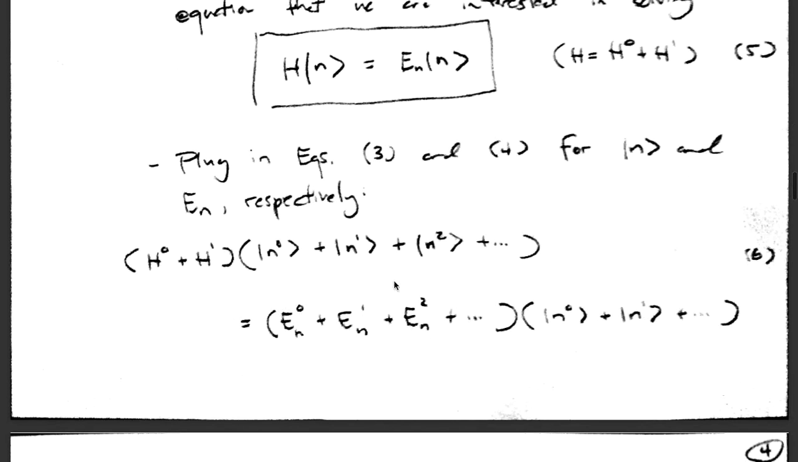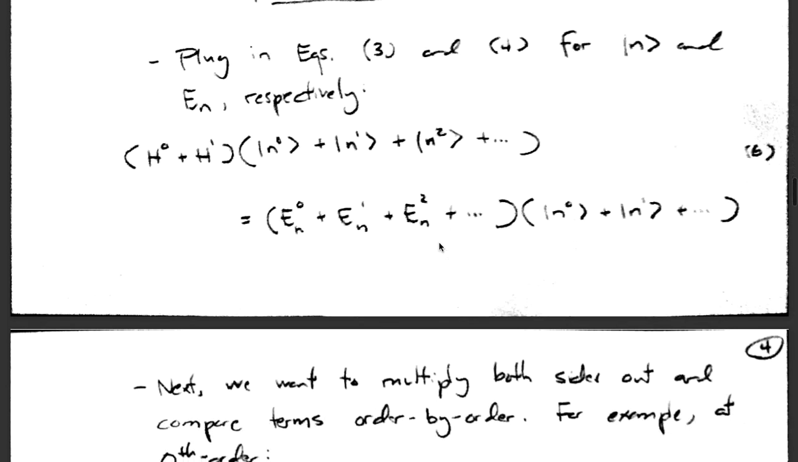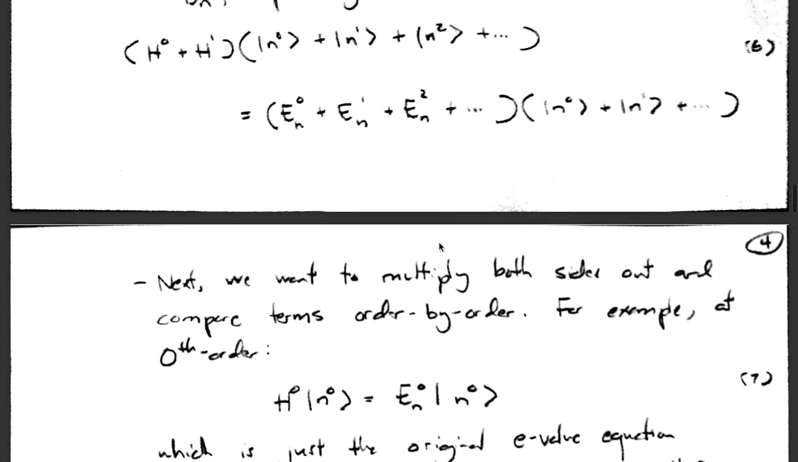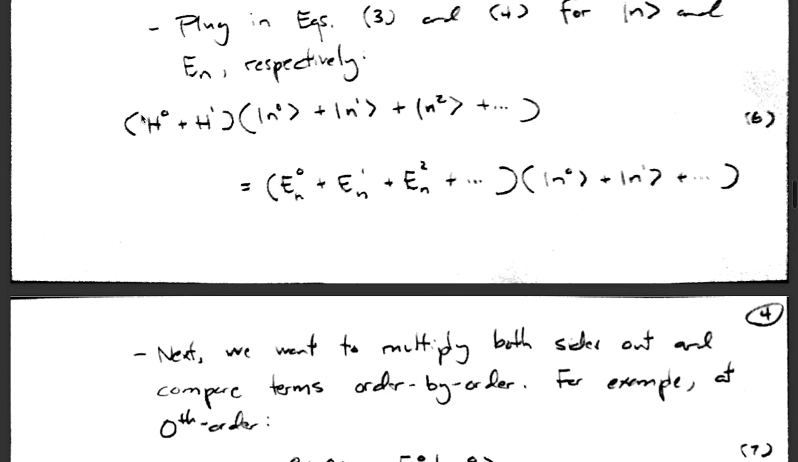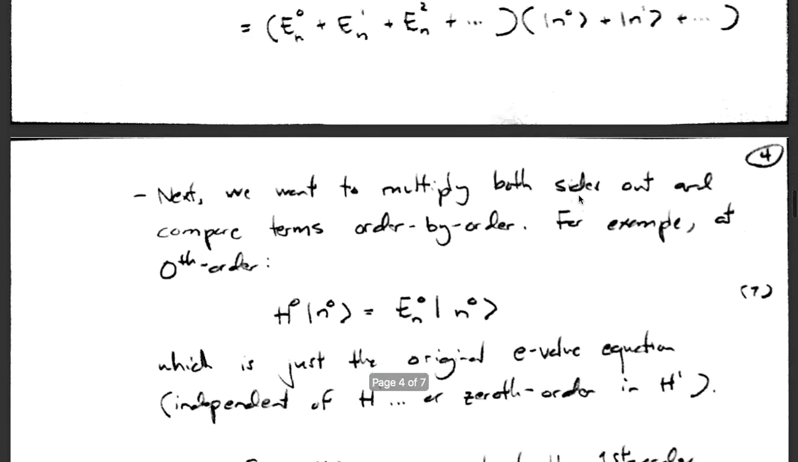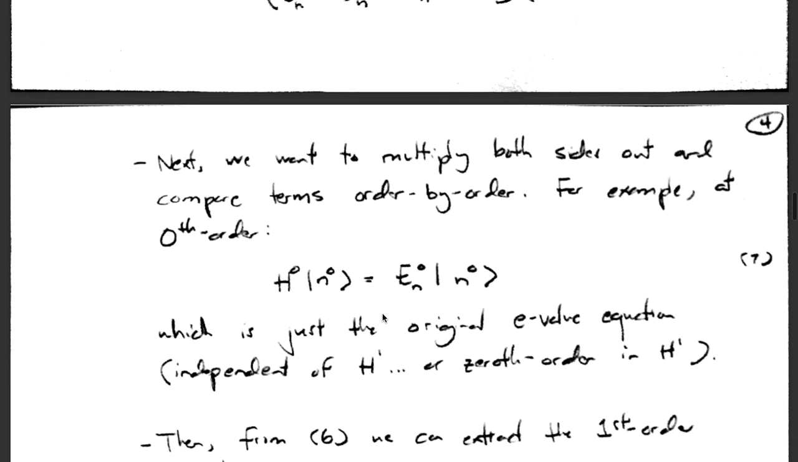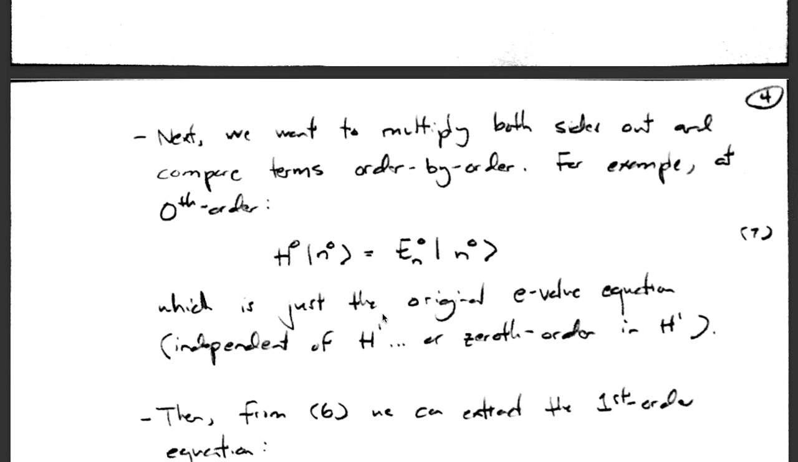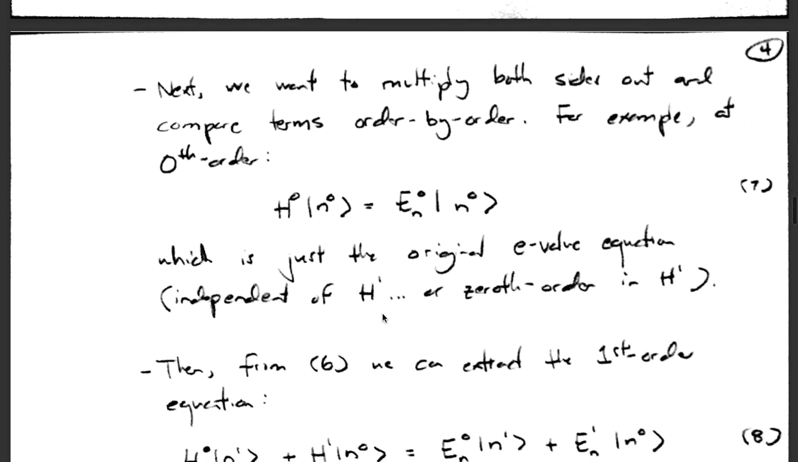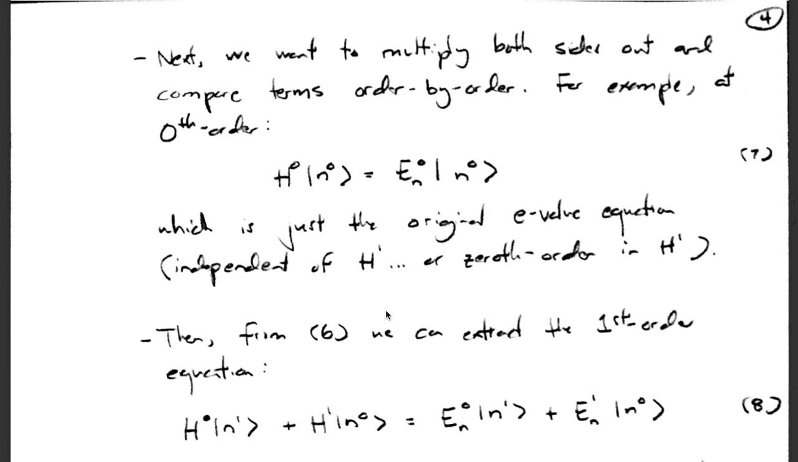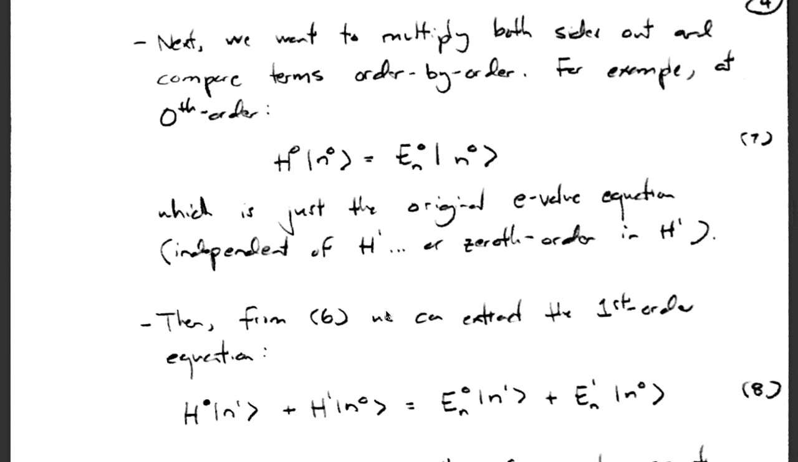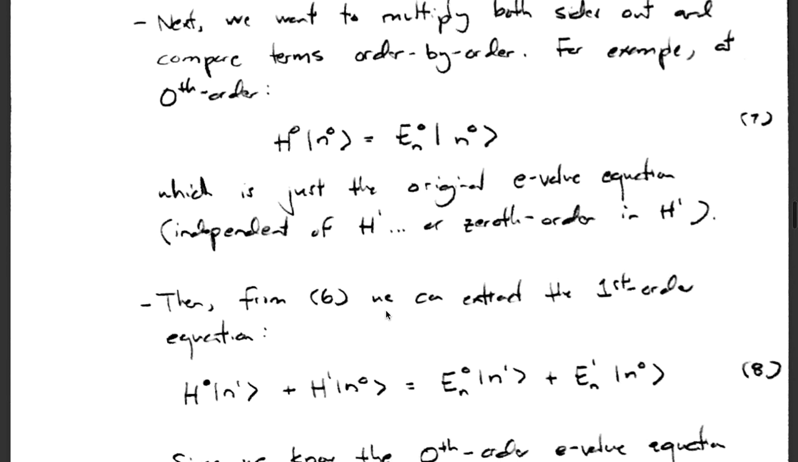Now we want to take this, multiply it out and match terms. So we multiply out both sides, and I can see the 0th order term would be this H0 multiplying |n0⟩ on the left-hand side, and on the right-hand side, I've got En0 multiplying the ket |n0⟩, and that's just the 0th order, the leading order eigenvalue equation. So that's what we already knew. That's the solution for the simple piece. And as we would expect, it's independent of the perturbation, so we call it 0th order in H1.